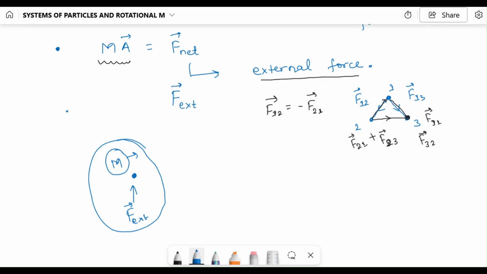By doing this, we are now able to reduce this n-particle problem into a single particle problem at the first. Now let's take an example for this.